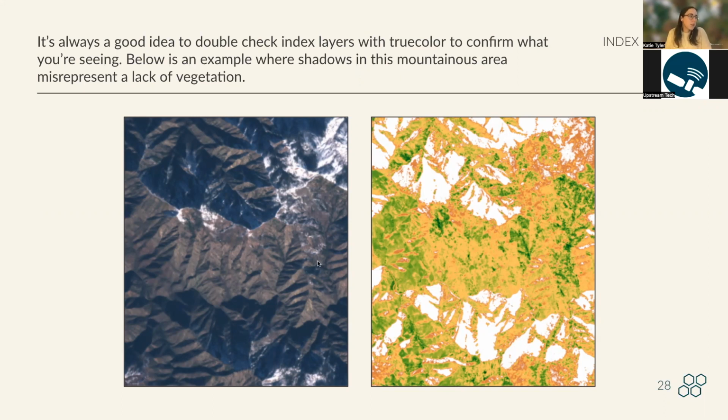And here is a great example where these shadows from this really mountainous area are inaccurately throwing this no vegetation, where there isn't necessarily no vegetation. It's just the darkness from the shadows throwing us here.